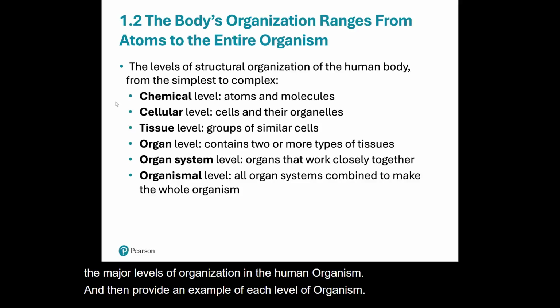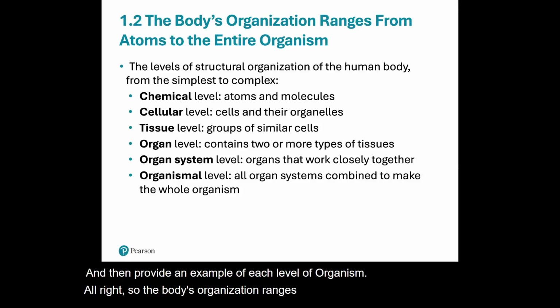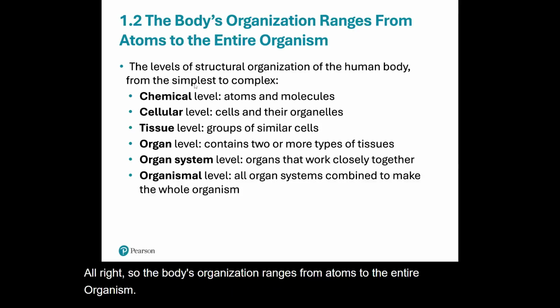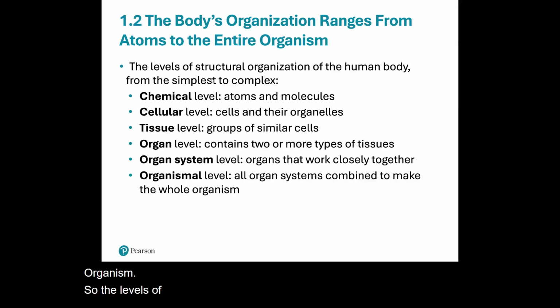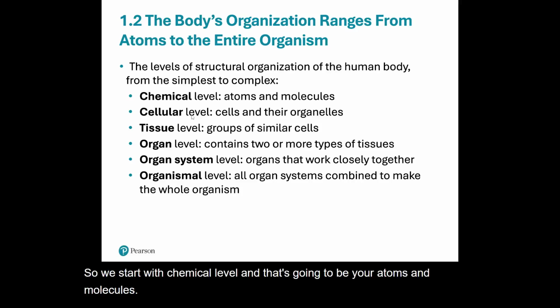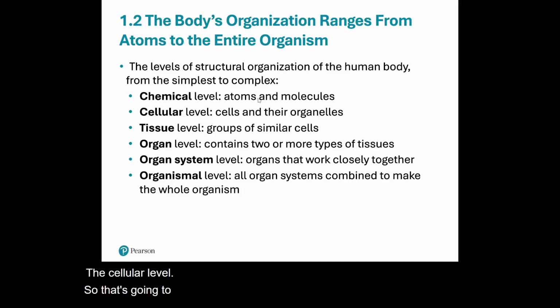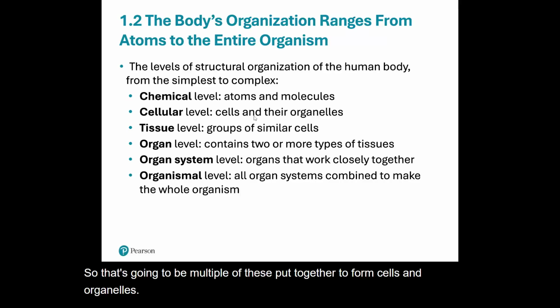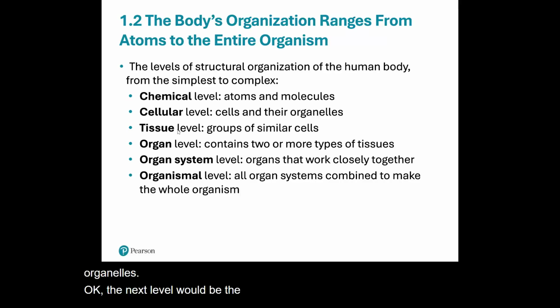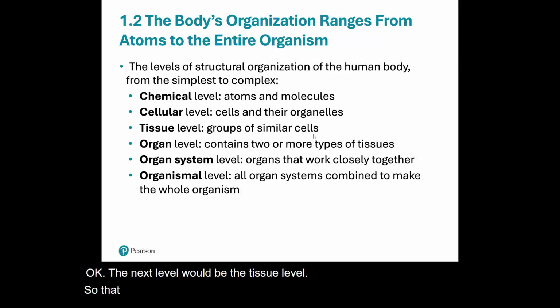All right, so the body's organization ranges from atoms to the entire organism. The levels of structural organization of the body from simplest to most complex are listed here. We start with the chemical level, which is your atoms and molecules. The cellular level is where multiple of these are put together to form cells and organelles. The next level would be the tissue level, which is groups of similar cells. You gather these together and they form a tissue.